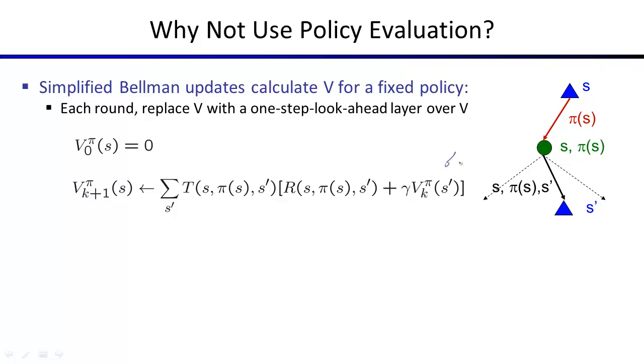What's the problem with using this equation over here? Well, we're in the reinforcement learning setting now, so we don't know T. We don't know R. That's a problem because you need them in those equations. At the same time, if you look at that equation, what's going on here? It's some kind of averaging, right, of quantities over here.